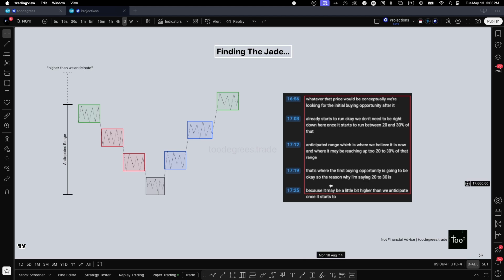And then there's one little other piece of information that he drops in there, which is he's saying 20 to 30% because they may be a little bit higher than we anticipate. The way that I interpreted this, and this is all my interpretation, I'm not saying ICT said this specifically, is that there is a little bit more of a range that we could anticipate, not just the original consolidation. I've never seen a market maker model that just taps this by a tick and then reverses immediately. They happen, but oftentimes we move a little bit higher, or a little bit lower if it was a market maker sell model. So these 2 points of information to me were massive.